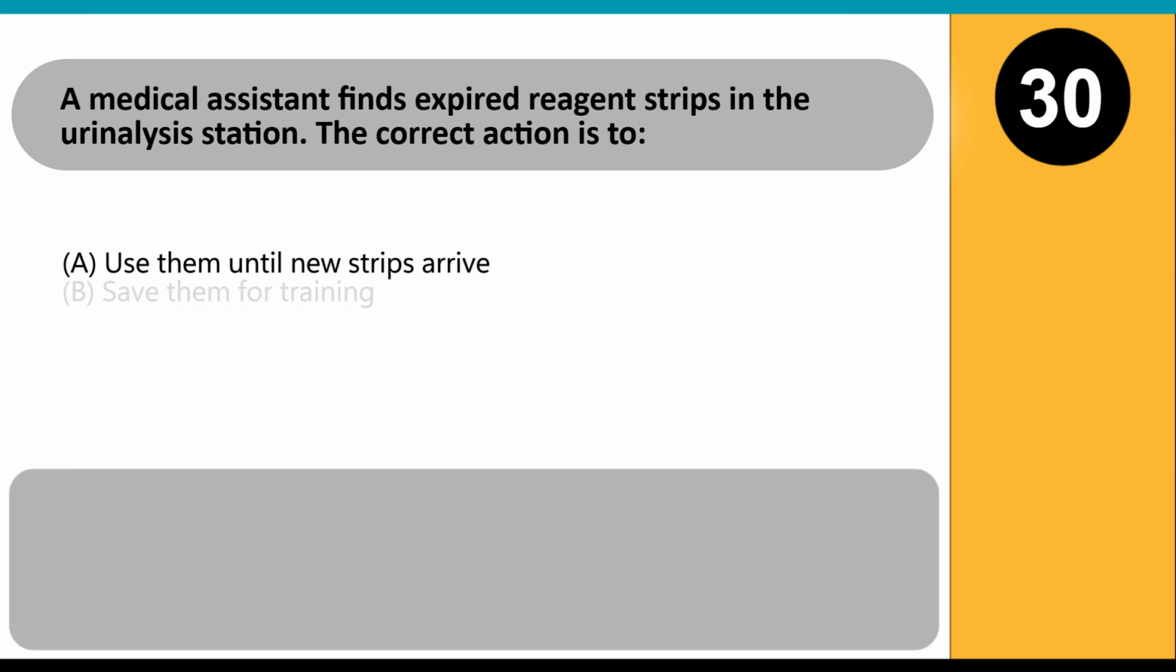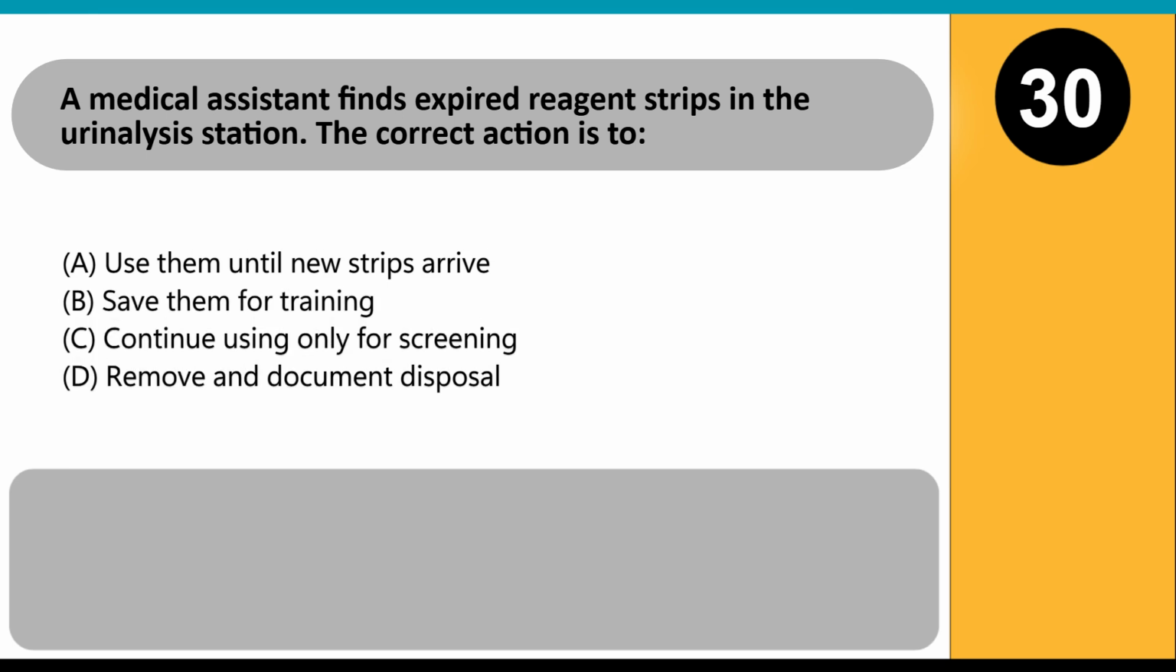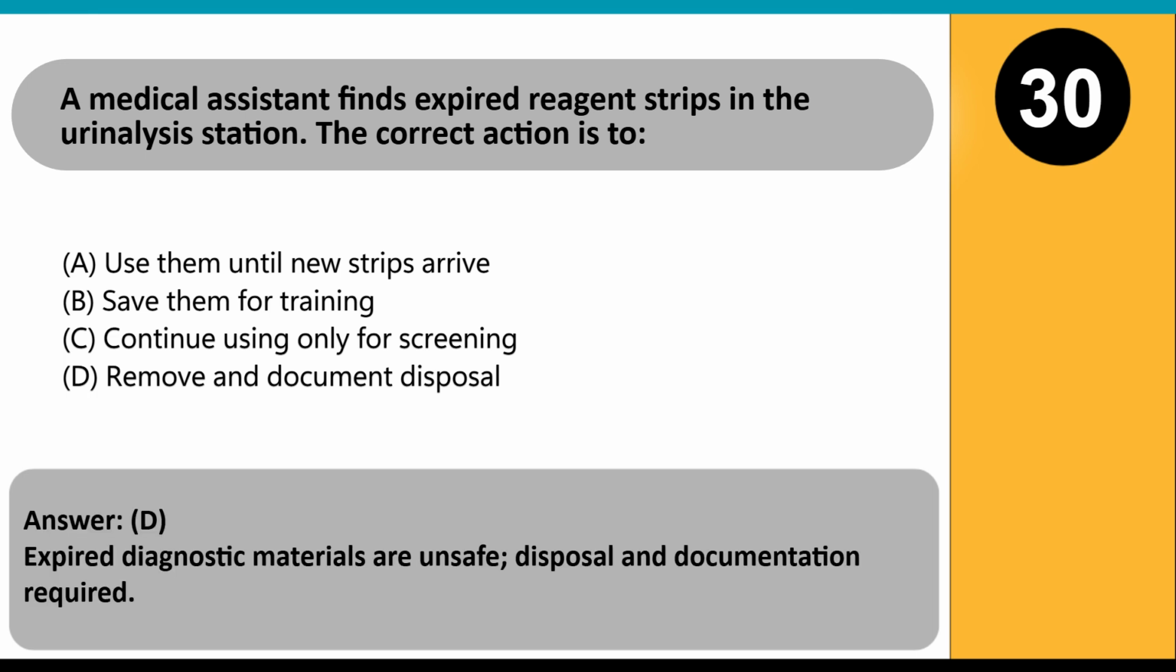A medical assistant finds expired reagent strips in the urinalysis station. The correct action is to: A. Use them until new strips arrive. B. Save them for training. C. Continue using only for screening. D. Remove and document disposal. Answer D. Expired diagnostic materials are unsafe, disposal and documentation required.